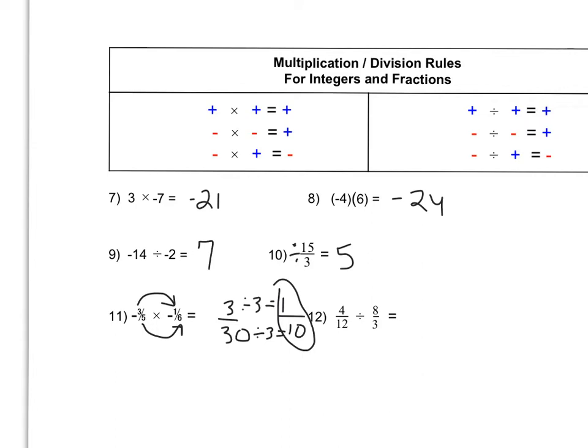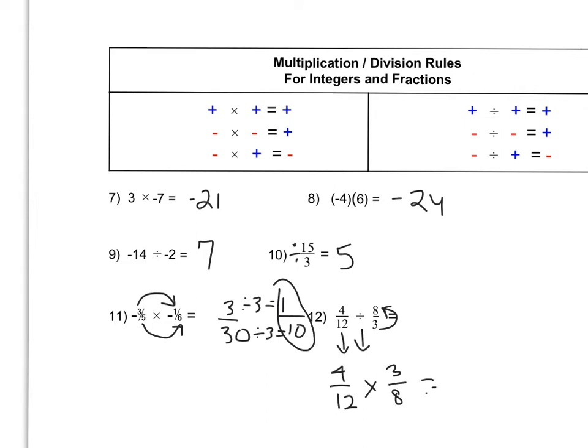For division with fractions, we're going to use a strategy called keep, change, flip. 4/12, we're going to keep that. We're going to change the division to a multiplication, and we're going to flip 8/3 so that the reciprocal is what we're left with, and we have 3/8.